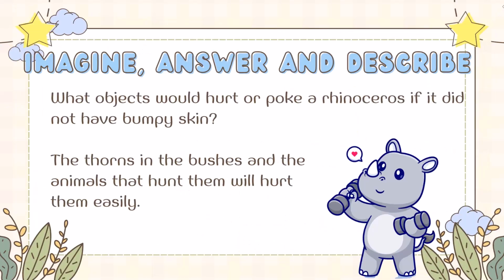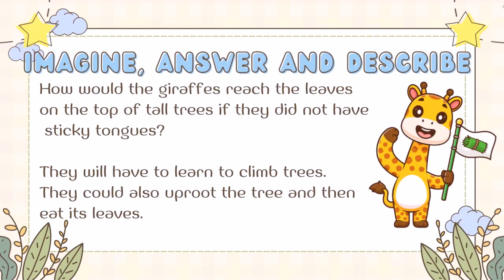Imagine, answer, and discuss with class. What objects would hurt or poke a rhinoceros if it did not have a bumpy skin? The answer could be the thorns in the bushes and the animals that hunt them will hurt them easily. How would the giraffes reach the leaves at the top of tall trees if they did not have sticky tongues? They will have to learn to climb trees, or they could also uproot the tree and then eat its leaves.